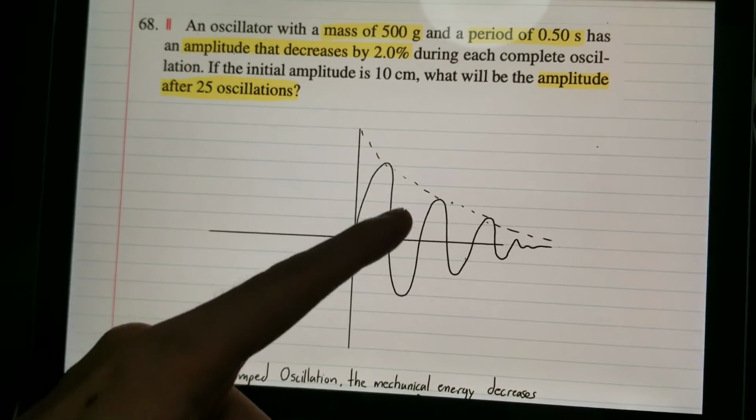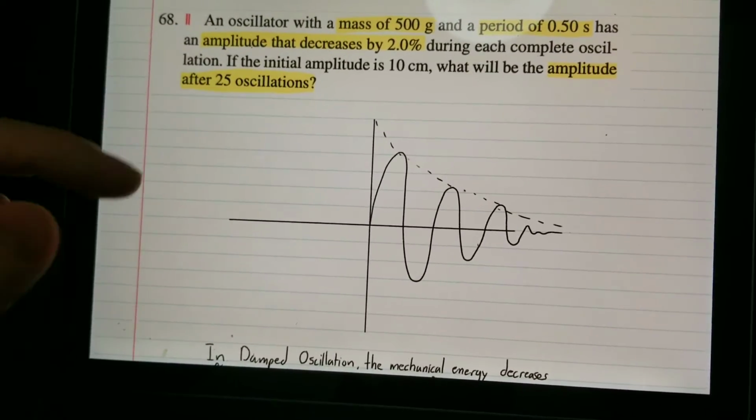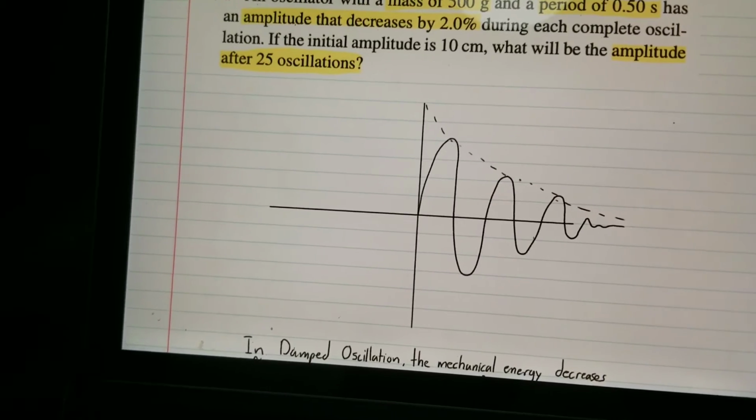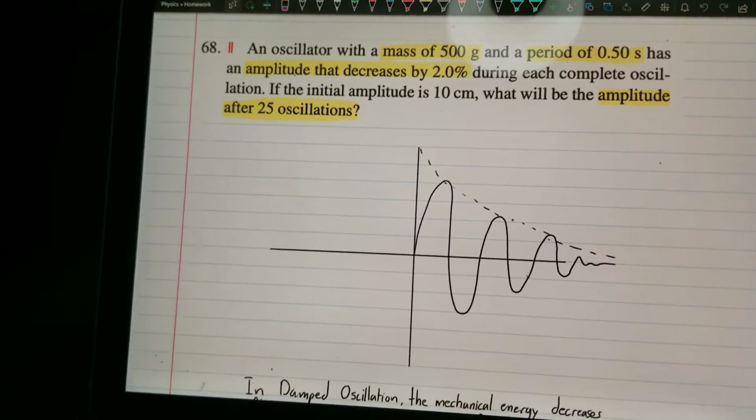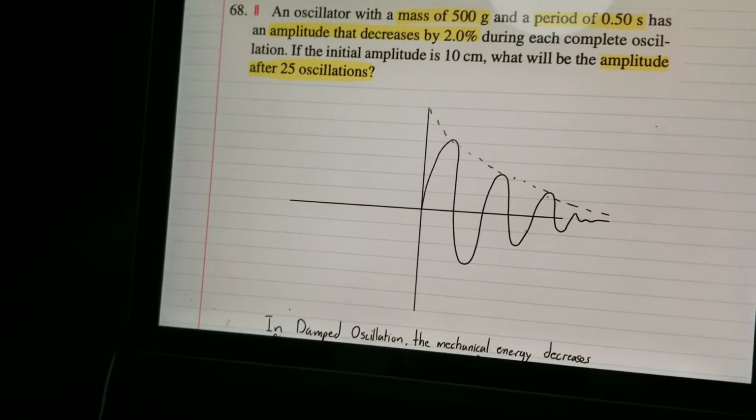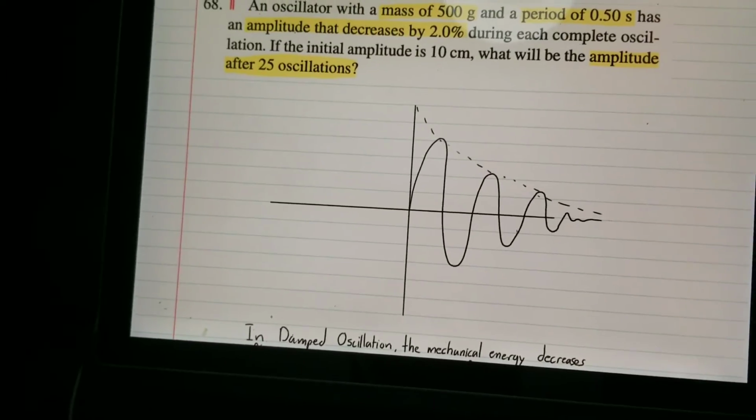Note that this is going down because there is a damping force such as friction, or as time goes by, some of the energy is not conserved and gets converted to thermal energy instead.